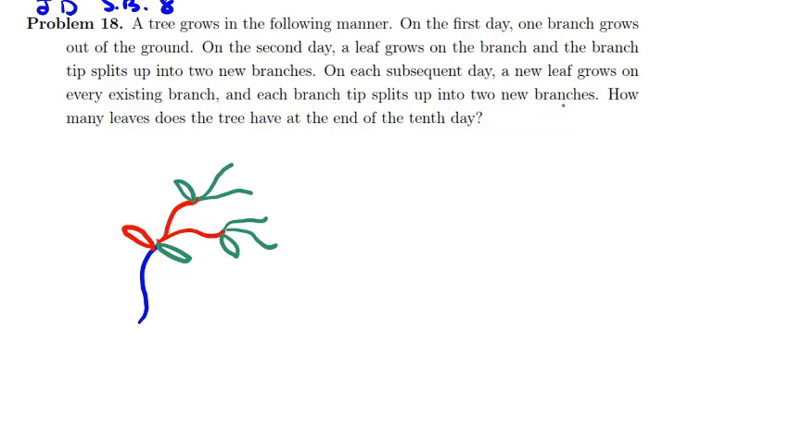And it asks how many leaves. It says on each subsequent day, a new leaf grows on every existing branch, and each branch tip splits up into two new branches. How many leaves does the tree have at the end of the 10th day? So we consider first, second, third day. So let's consider the day, the number of branch tips, and the number of leaves.